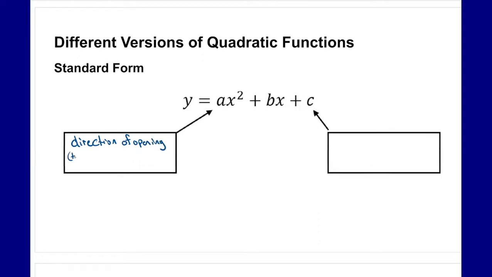If it's positive, it's up. If it's negative, it's down. It also tells us the step pattern. And we will touch on the step pattern a little bit later.